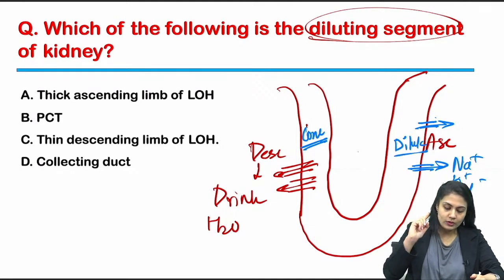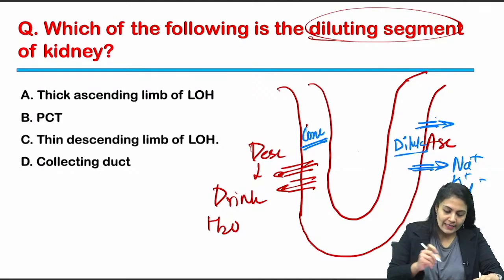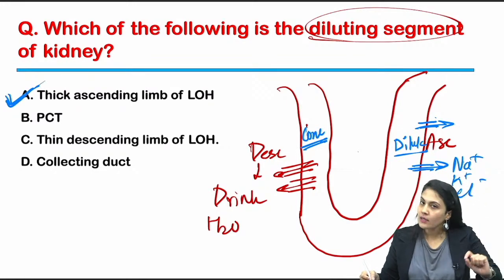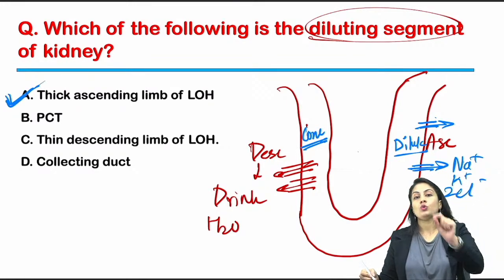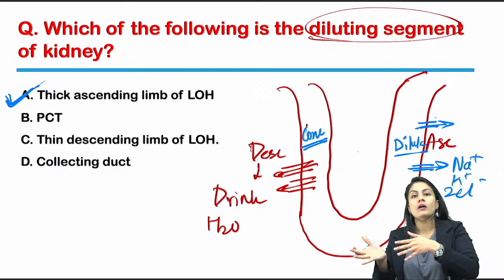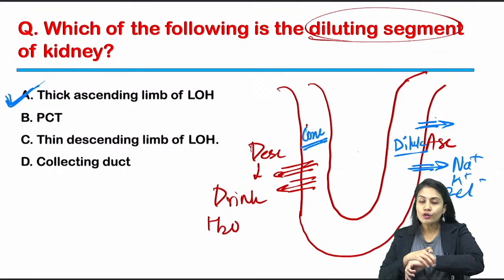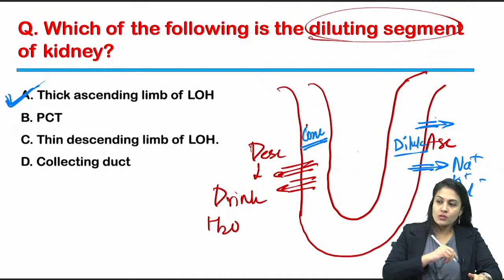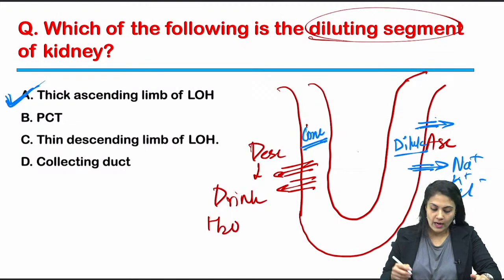So the ascending limb of loop of Henle, especially the thick ascending limb, since in the thick we have the sodium potassium 2 chloride active transporter, it is going to put the sodium, potassium and 2 chloride, that is solutes, into the medullary interstitium, right? So the answer over here is option A. All of you are absolutely right.